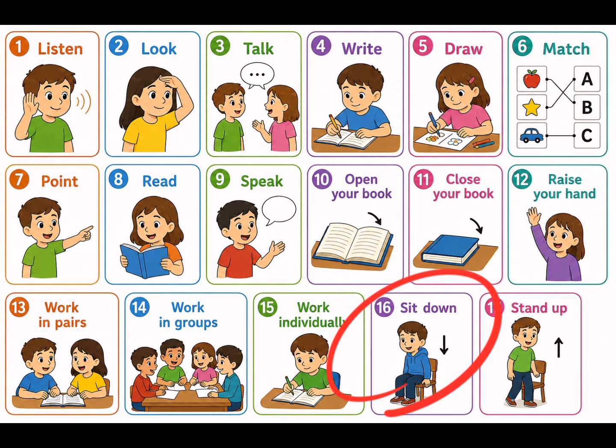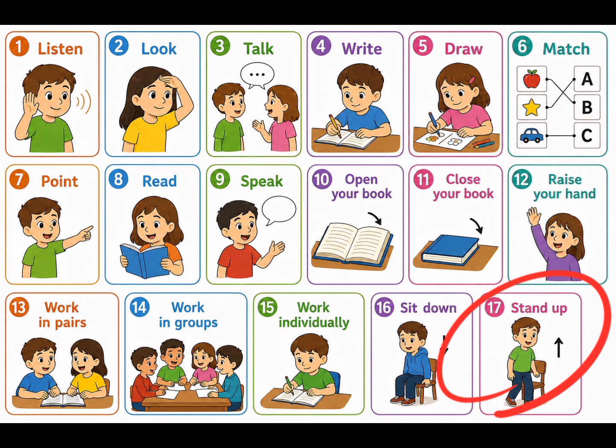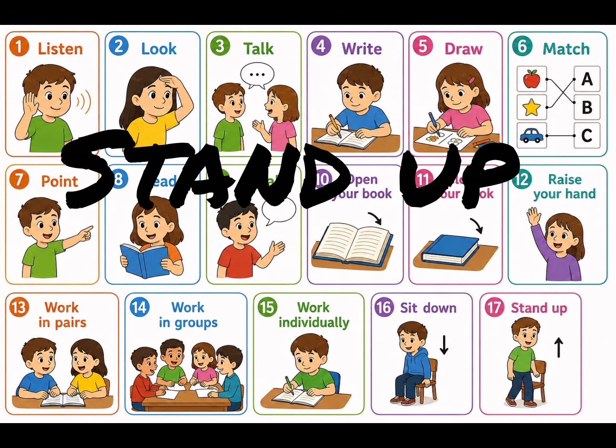Picture 16 is sit down. Look at the student, he is sitting, he is not standing. We say, sit down. Repeat after me, sit down. The last picture, 17, is stand up. Look at the picture, the student is standing. We say, stand up. Repeat after me, stand up.